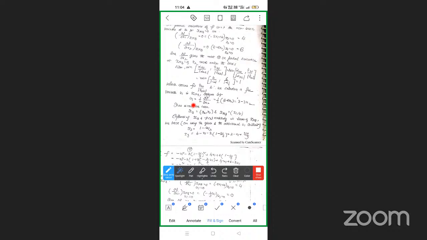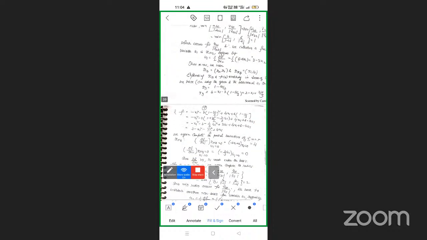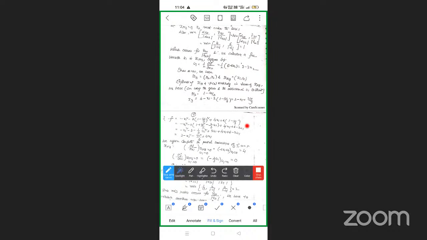Next, u1 is equals to, after differentiation, so these are the formulas. u1 is equals to 1 by t into dou f by dou x1. So that is 1 by 2, 3 minus 3, 3x2. So now xb is equals to x2 comma x3.